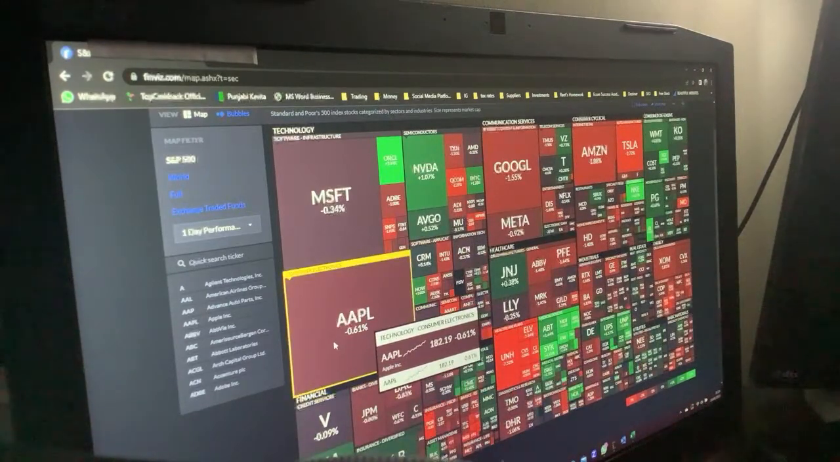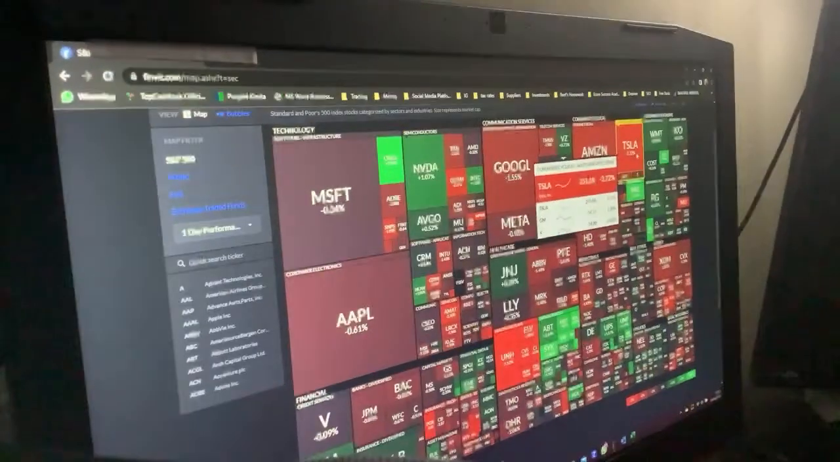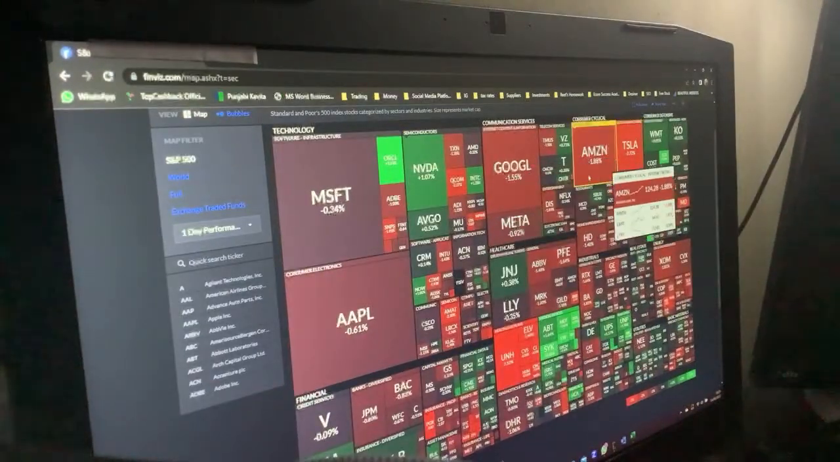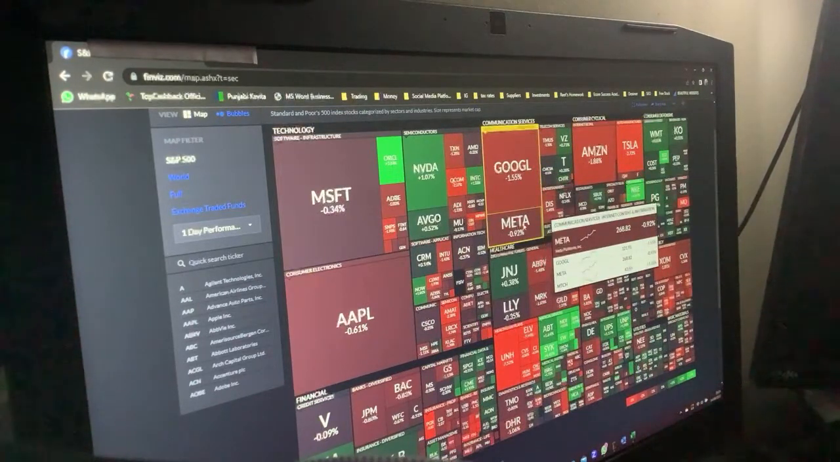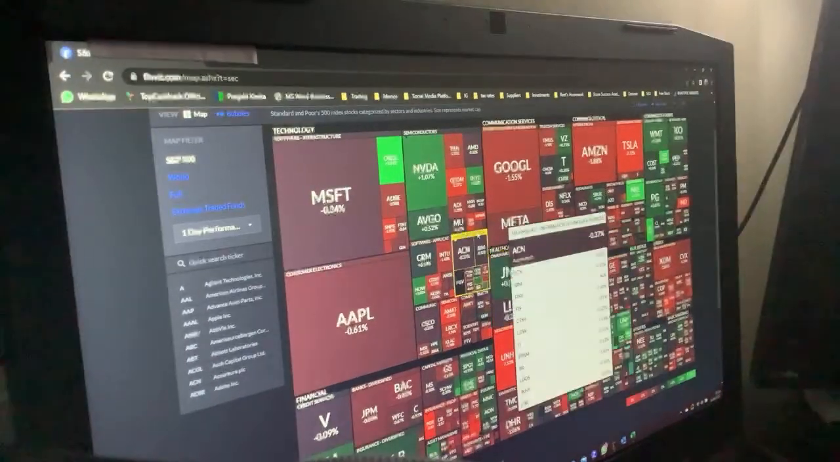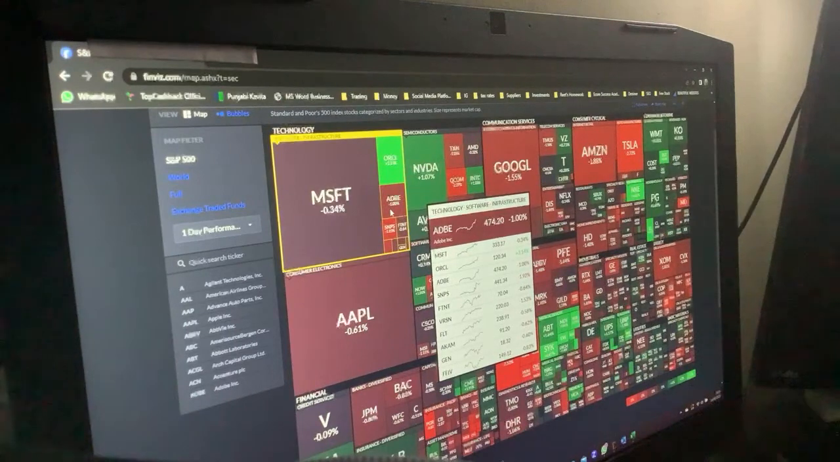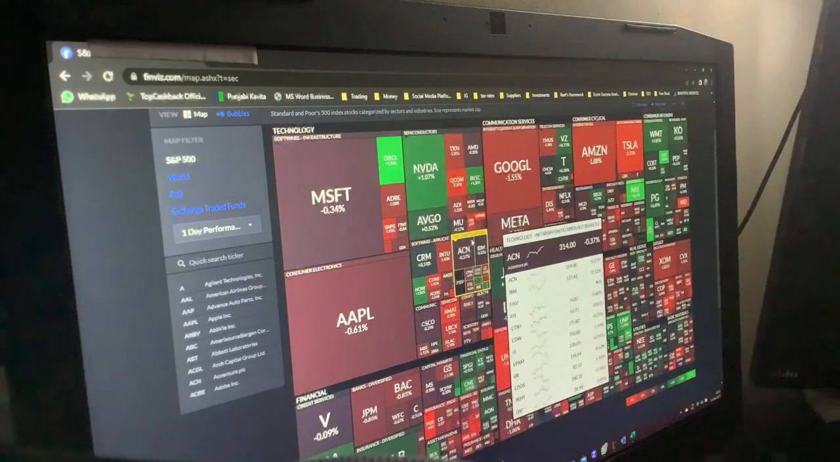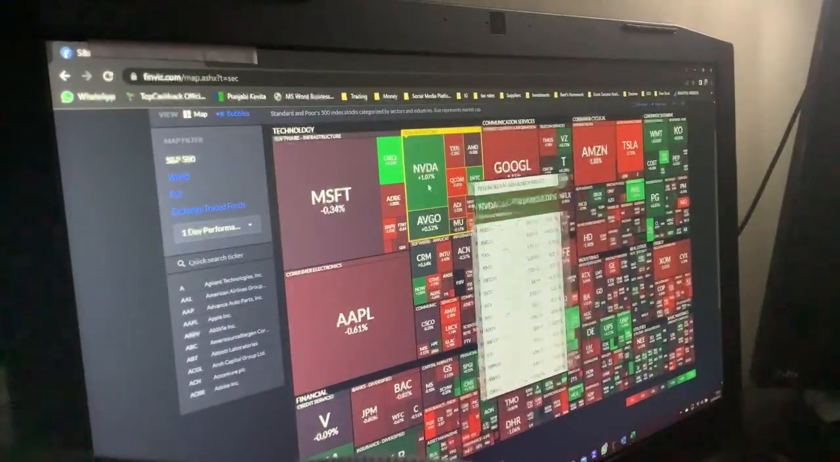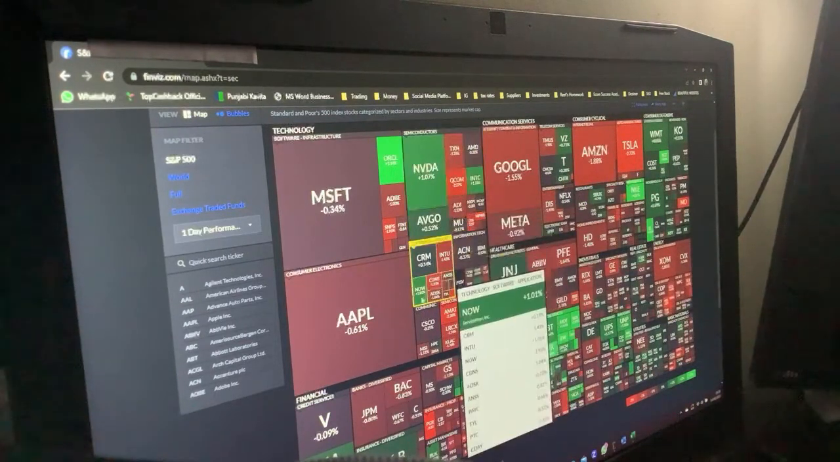If you look at it, Apple 0.61% down, Microsoft 0.31% down, Tesla 2.72% down, Amazon 1.88% down, Google 1.55% down, Meta 0.92% down. So the big stocks are down, but they're not that far down. Adobe 1% down, Snapchat 1.92% down. Mostly Intel is up, Nvidia is up, AVGO is up. So the AI stocks and the semiconductor stocks are up anyway.